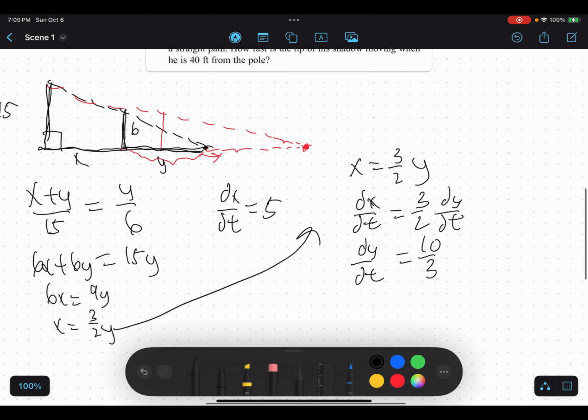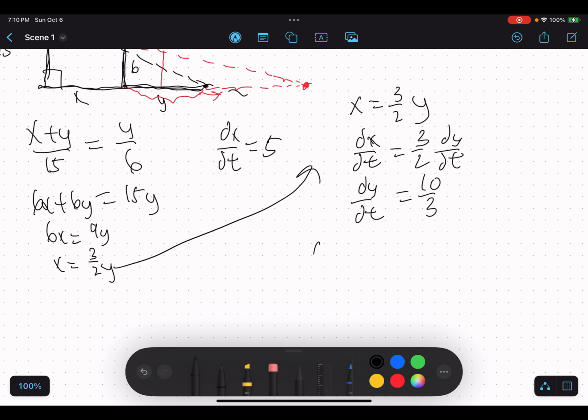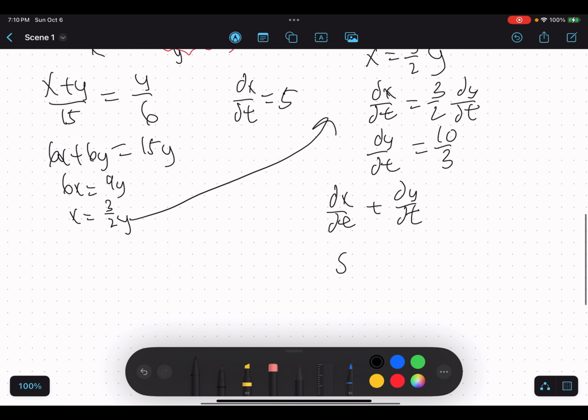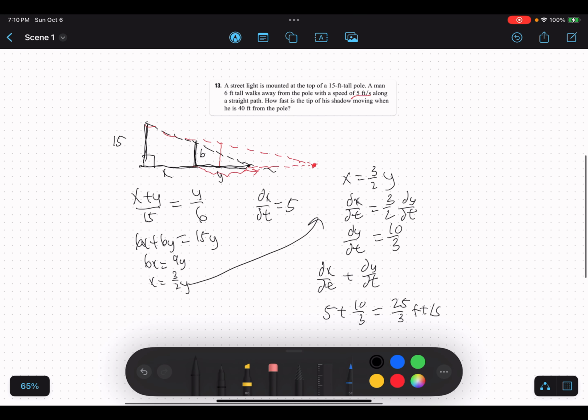Okay, and we previously established that this change is dependent on the speed of the person and the change in shadow per second. So all you have to do now is just do dx over dt, and that is 5 plus 10 over 3 equals 25 over 3, and always put units, feet per second. And that's the answer. As you might be able to see, the hardest part of this question was not the calculus. The hardest part was defining what was constant, what is always changing, and really finding an equation to define that. All right, let's move on to the next one.